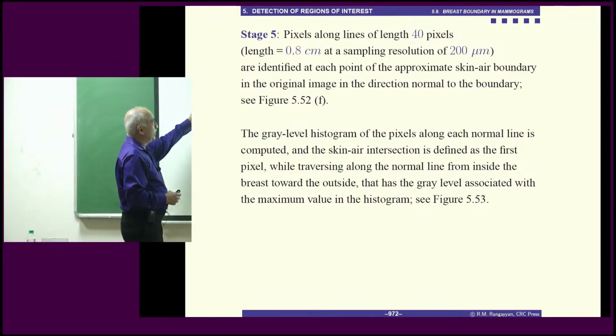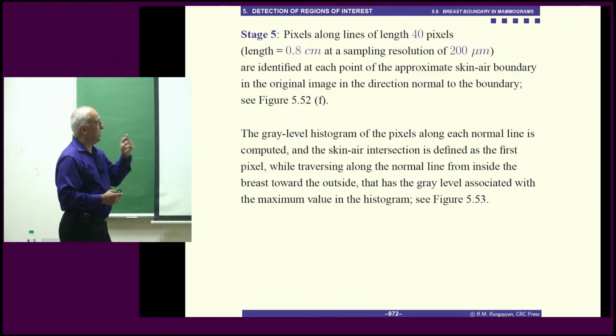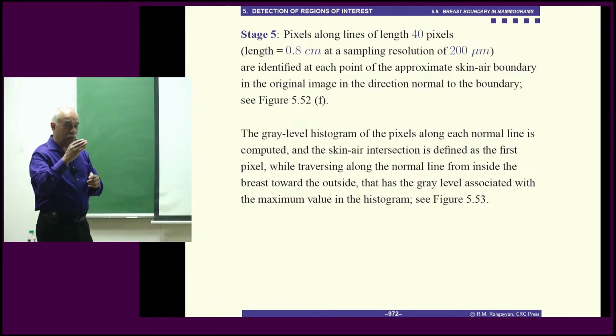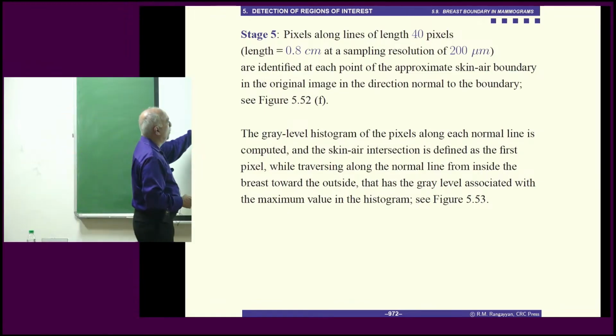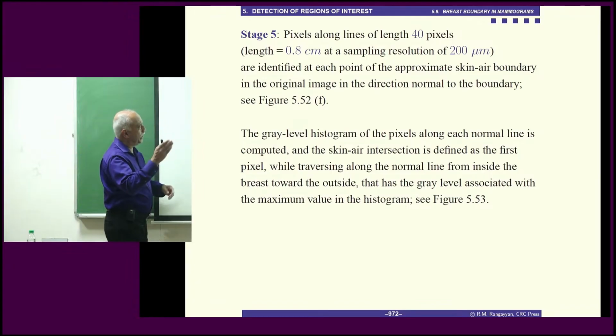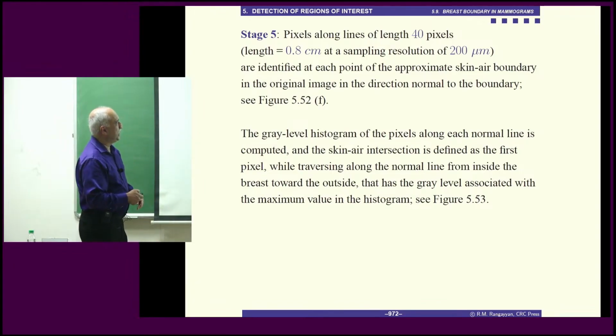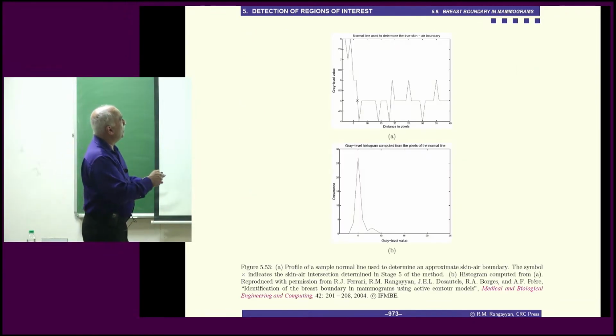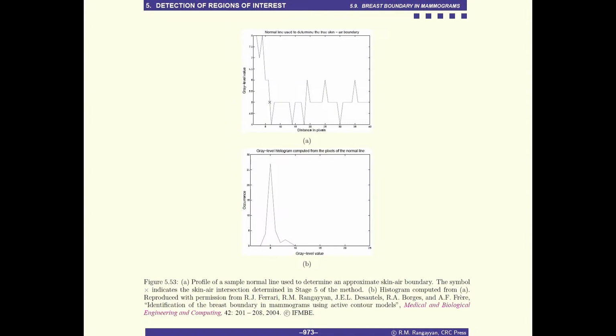The gray level histogram of the pixels along each normal line is computed, and the skin-air intersection, that is the boundary, is defined as the first pixel, going from inside the breast towards the outside, that has the gray level associated with the maximum value in the histogram. So that histogram looks like this. These are values inside the breast, and then outside the breast it's some noise variation. You want to catch that point. That's the profile, and this is the histogram of those pixels.